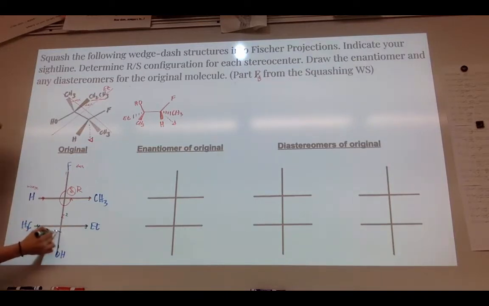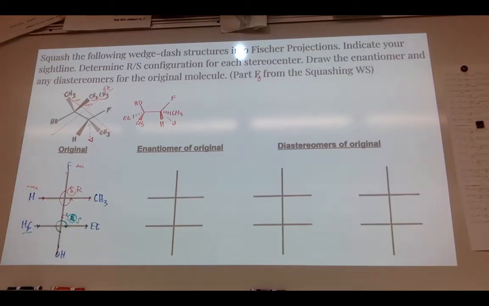So draw your arrow from 1 to 2 to 3. So turning to the right. But again, look where your lowest priority group is. Our lowest priority group is horizontal. That's like a wedge. Which means you change the designation.